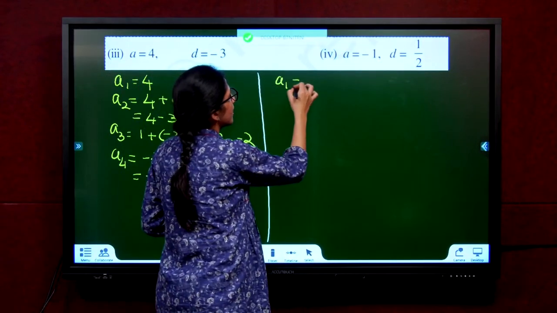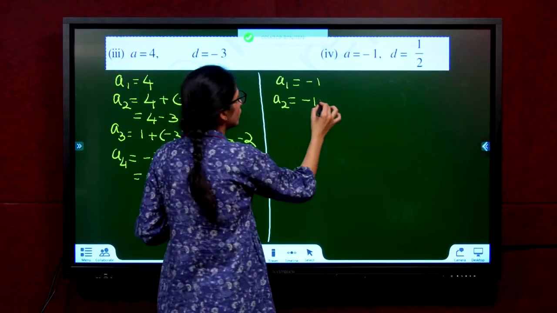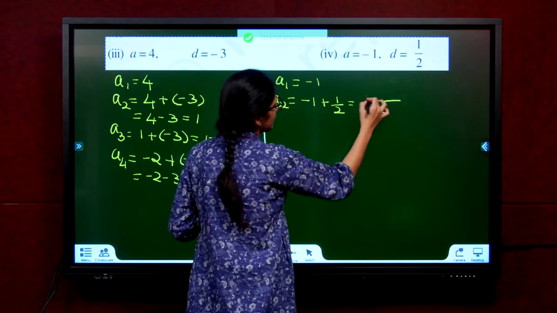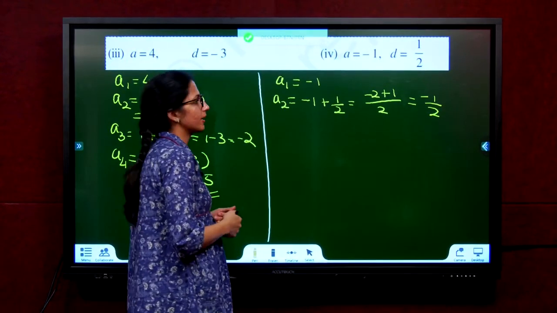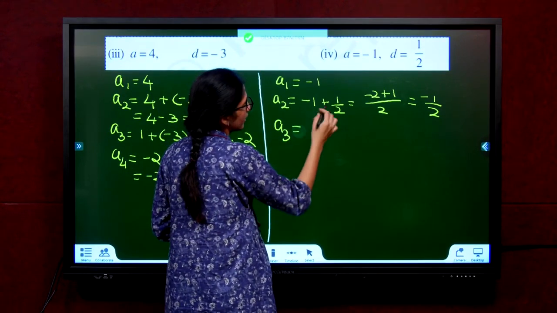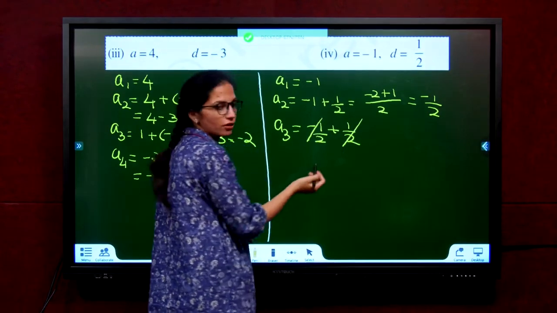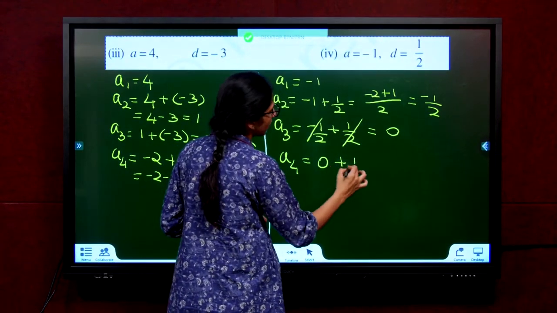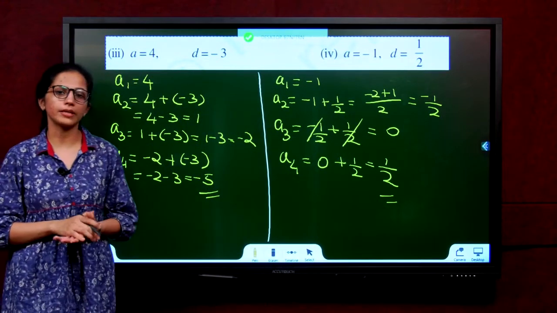Coming here quickly, A1 is minus 1, A2 minus 1, just keep adding D and going, no problem, very easy. So minus 1 plus half, take LCM, minus 2 plus 1, minus 1 by 2. I hope you know how to take LCM by now. We have done it in detail even in the quadratic chapter. A3 is what now? Minus 1 by 2 plus 1 by 2. Opposite of each other, cancels, 0. A4, 0 plus 1 by 2, 1 by 2. These are my four terms of the AP.